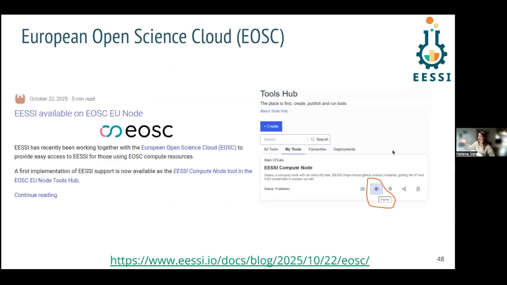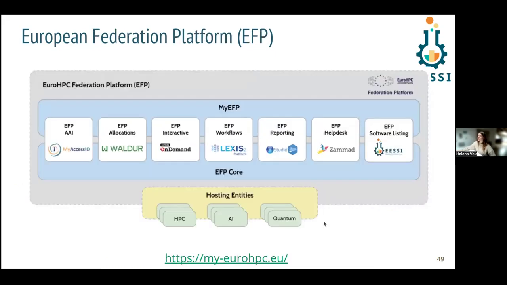Another resource where you have EESSI available is through the European Open Science Cloud, which is just another way to ask for computational resources through the European Union. So basically, if you have resources there, you can access the EESSI compute node where you will have EESSI available and use the software there. We have the publication on how to use it through the EESSI blog. You are free to check it too.